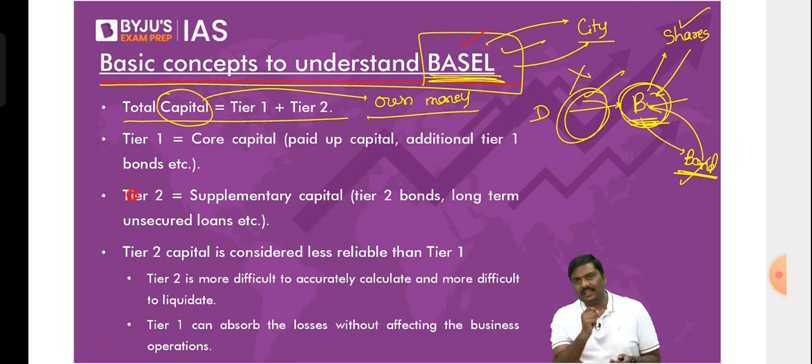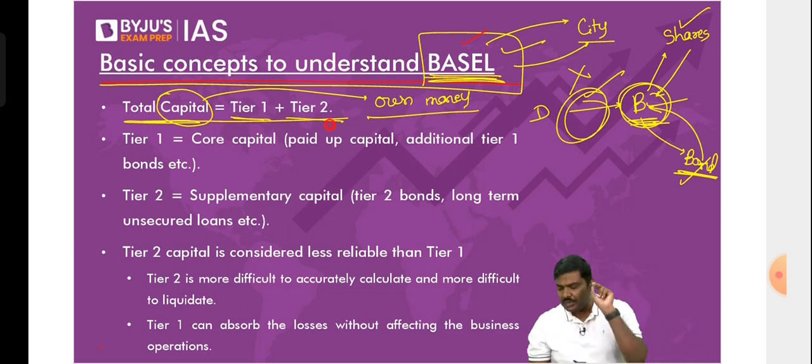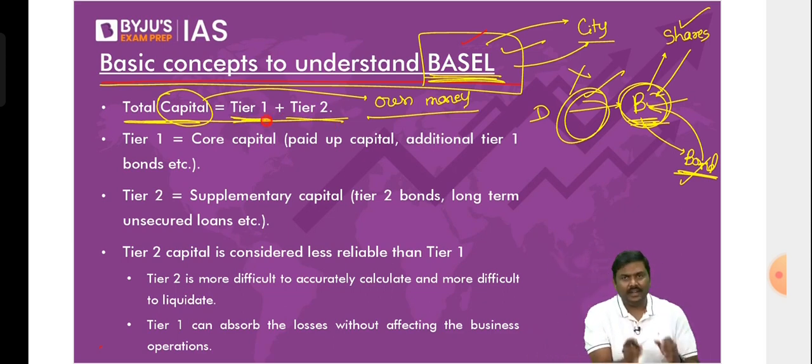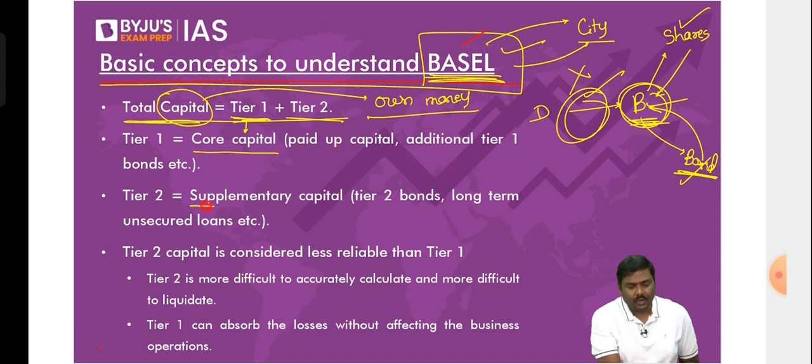Now have a look at the concepts very carefully. Let's start. The bank's capital is divided into 2 parts: tier 1 capital and tier 2 capital. I'll repeat. Bank's capital is classified under 2 heads. Right? That is tier 1 and tier 2. Now you will ask me, sir, what is tier 1? What is tier 2? Tier 1 is referred to as core capital. Tier 2 is referred to as supplementary capital.